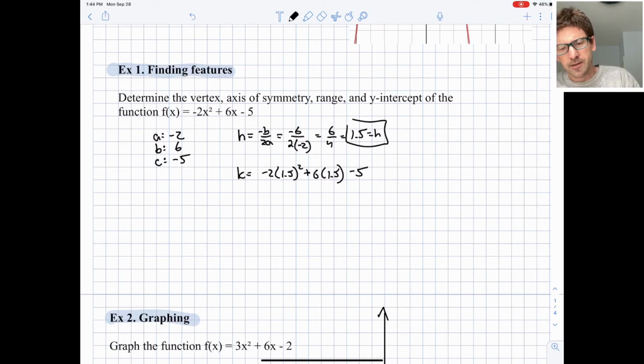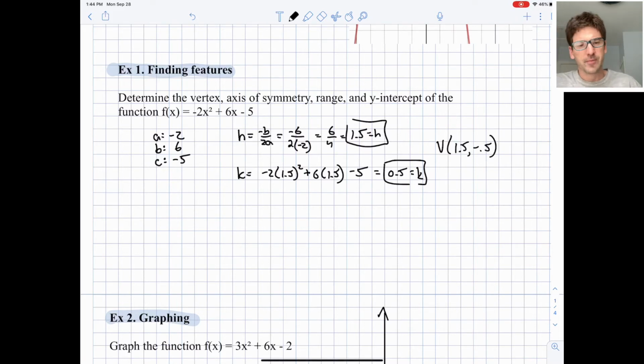And I get a negative 0.5 for k. So that's telling me that the coordinates of my vertex are 1.5 comma negative 0.5. Okay, so we got the vertex. The axis of symmetry is just a vertical line that goes through the vertex. So the axis of symmetry, I'll abbreviate that as A of S, is just x equals whatever our h value is.